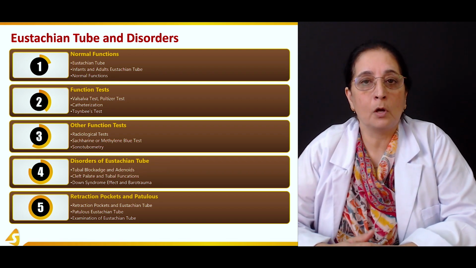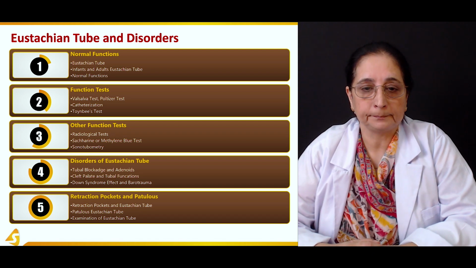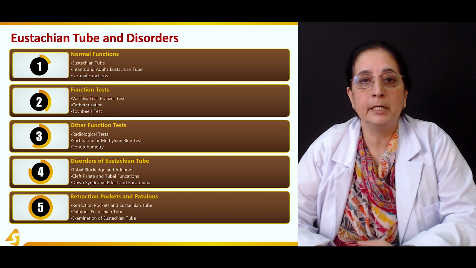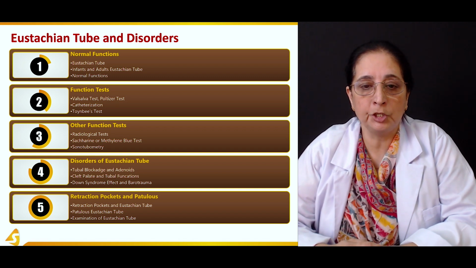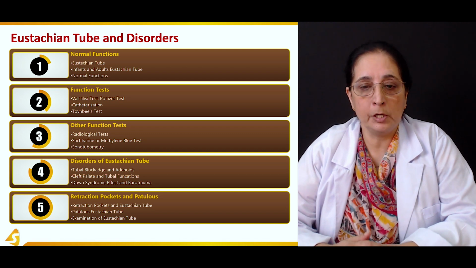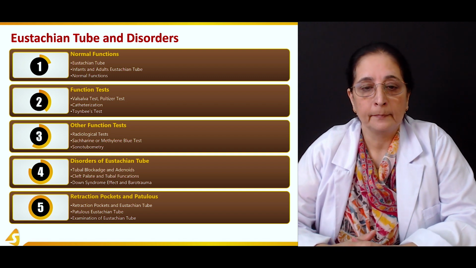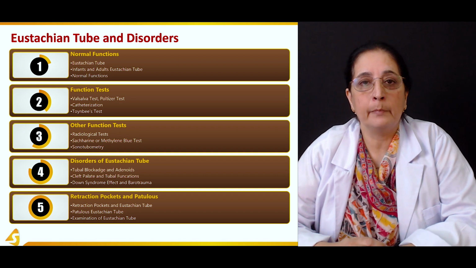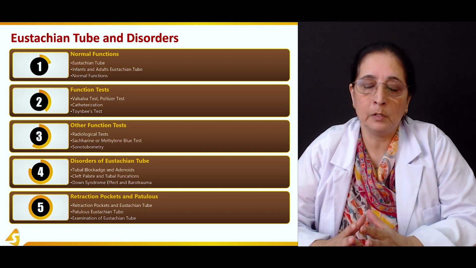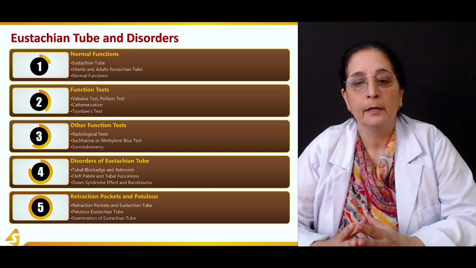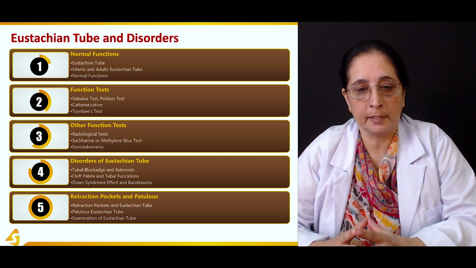and also sonotubometry. In the fourth section, we will talk about some disorders of the Eustachian tube, including tubal blockage and adenoids, cleft palate and tubal functions, and then also Down syndrome effect and barotrauma. So we will talk about the effects of all these different disorders on the functioning of the Eustachian tube.